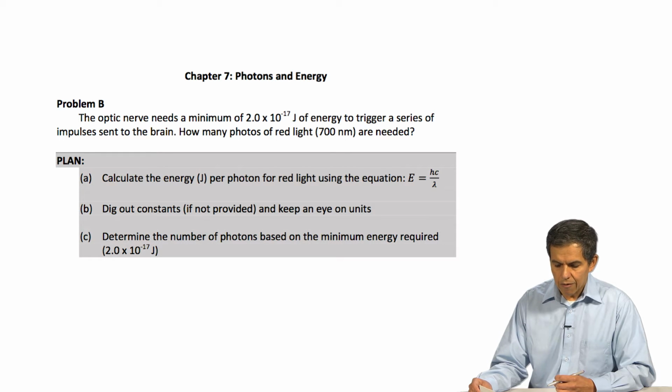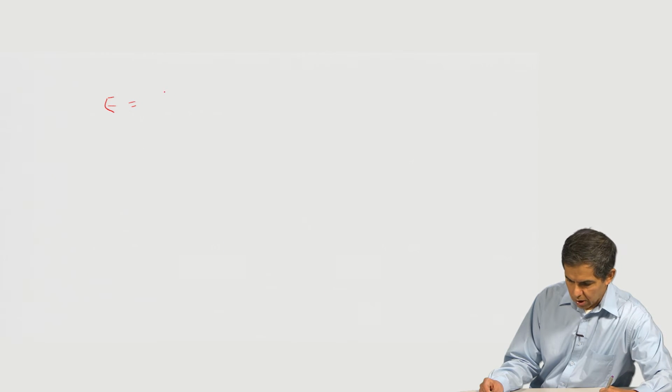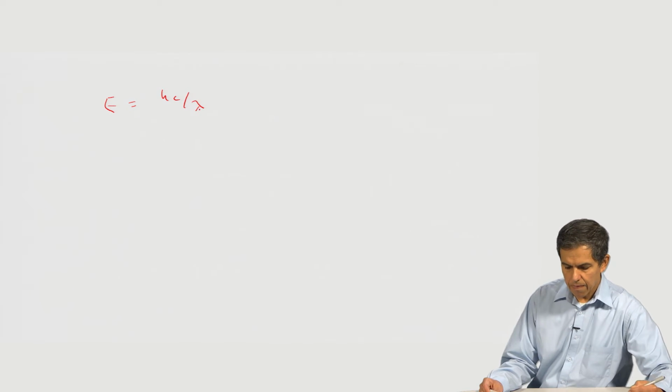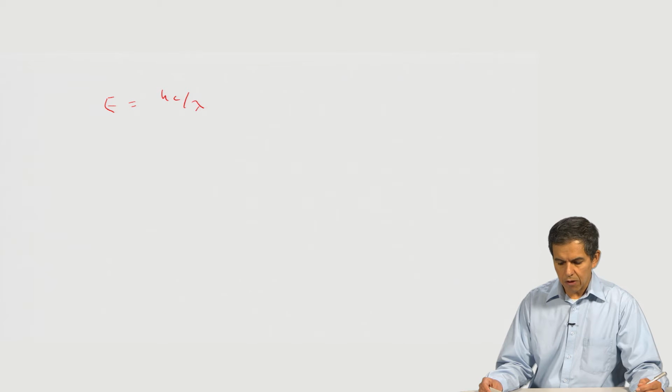So the plan is, first we're going to calculate the energy per photon for red light using the equation E equals hc over lambda. Second, we are going to dig out constants if they are not provided and keep an eye on the units that are used. And finally, we are going to determine the number of photons based on the minimum energy that was stated in the problem, which is 2 times 10 to the minus 17 joules.